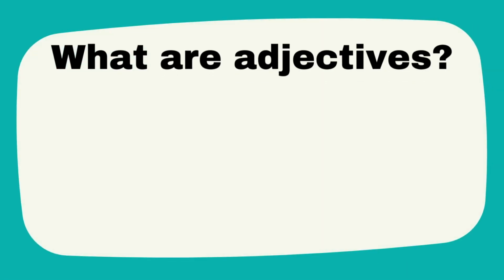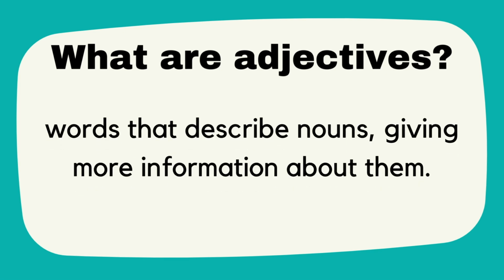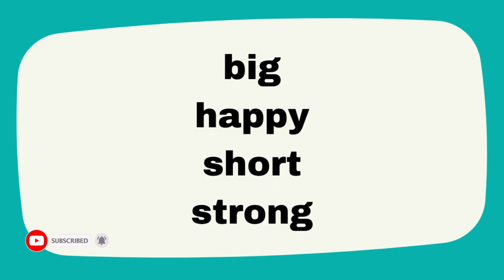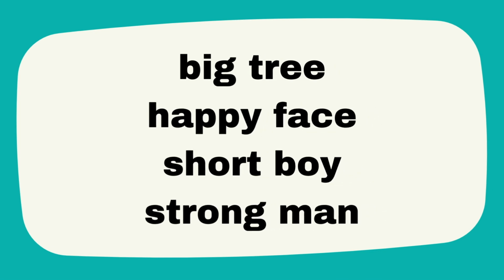First, let's understand what adjectives are. Adjectives are words that describe nouns, giving more information about them. For example, big, happy, short, and strong are all adjectives. Let's use them with some nouns. Big tree, happy face, short boy, strong man.